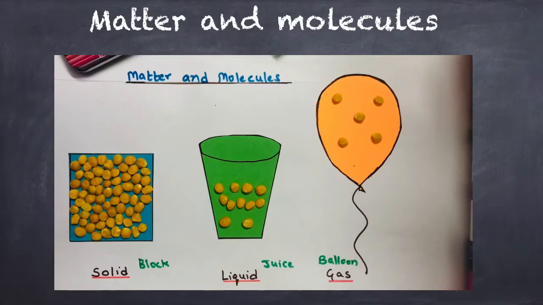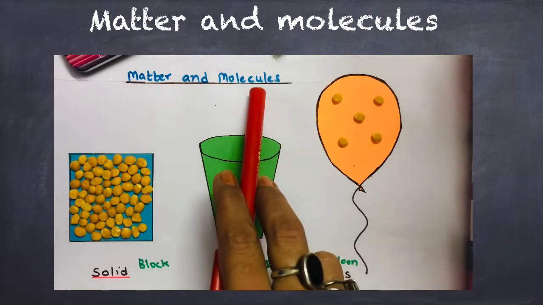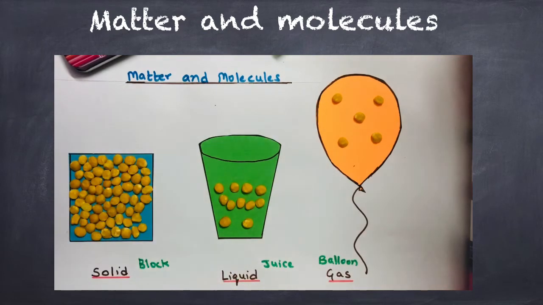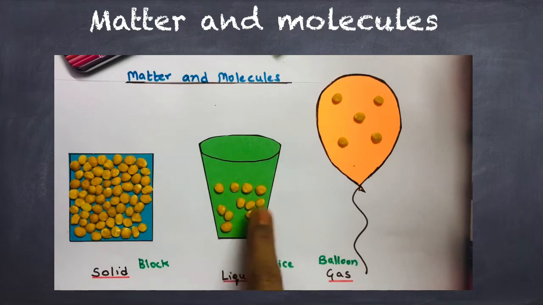In this slide, we will see how molecules are present in different states of matter. By now you all know that there are three states of matter. They are solid, liquid and gas. Here you can see that the molecules in solid are tightly packed. They bond together and do not change shape. Whereas in liquid, the molecules are loosely packed. They slide around easily.